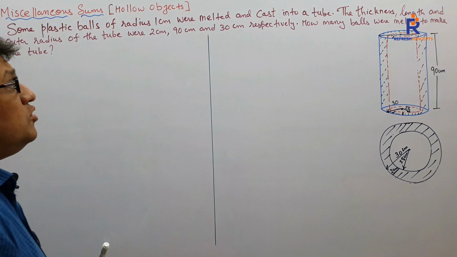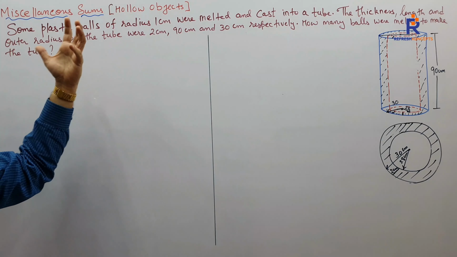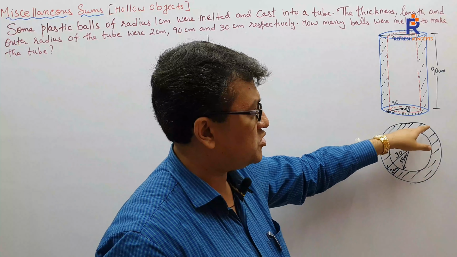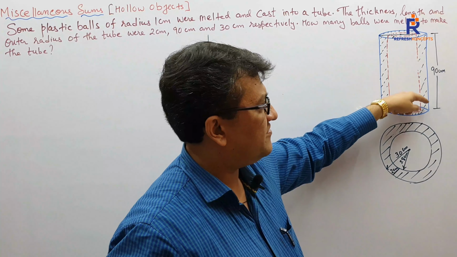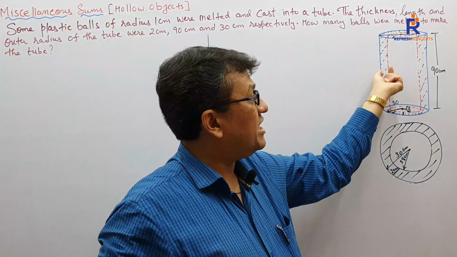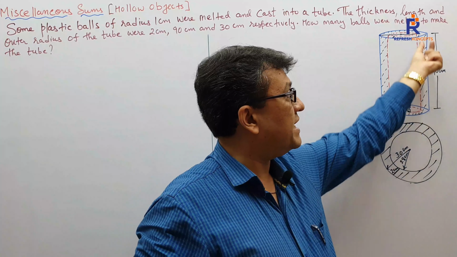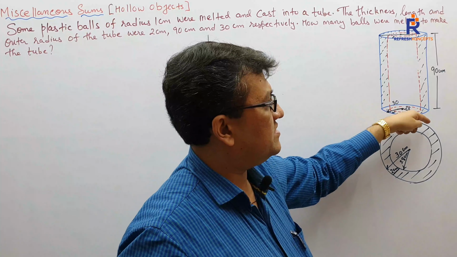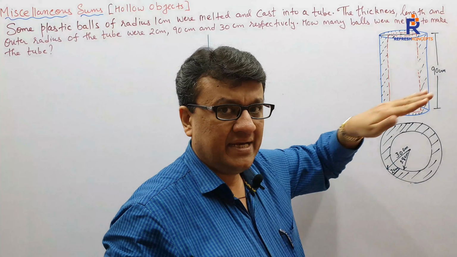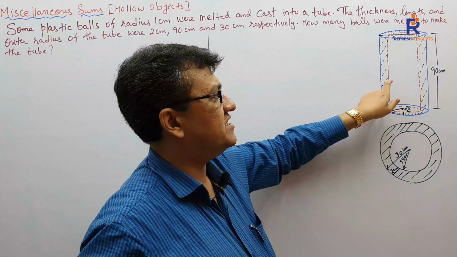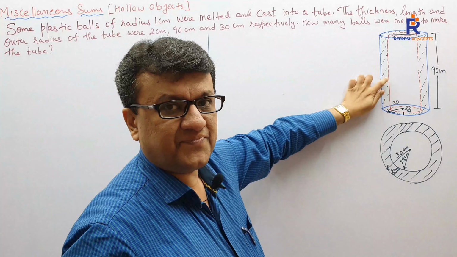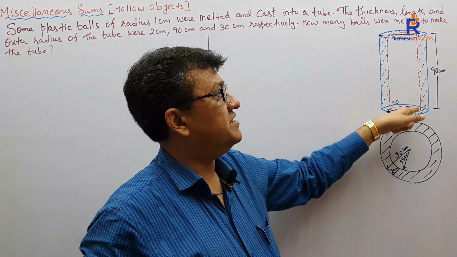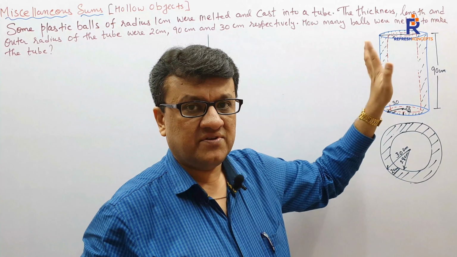Now, we need to know that after melting the plastic balls, where is the plastic getting utilized? It is getting utilized over here from the top view and over here from the front view. So I need to find out the volume of this portion. Mind you, how will I get the volume of this portion? Volume of outer cylinder minus volume of inner cylinder will give me the volume of this shaded portion.